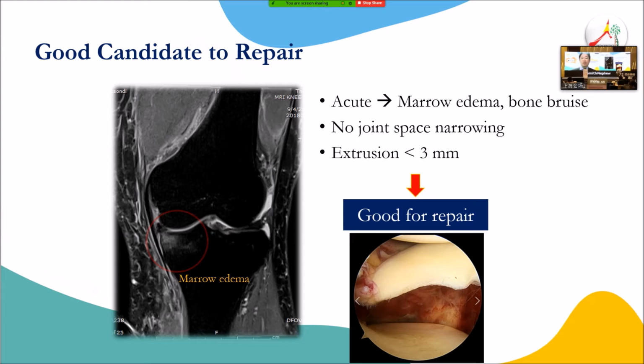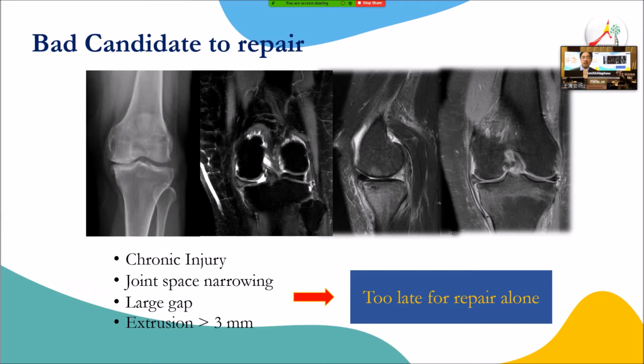And you should make a faster queue for the patients. If the queue is really long, you need to make it faster, because if you let this happen, the gap will be wider, and also the cartilage will be gone, right? If you come too late, you cannot save this meniscus. So this is a bad candidate for the repair. It is a chronic injury, the joint space starts to be narrow, the gap is wider, and the extrusion is more than 3 millimeters. This is not a good candidate for repair.